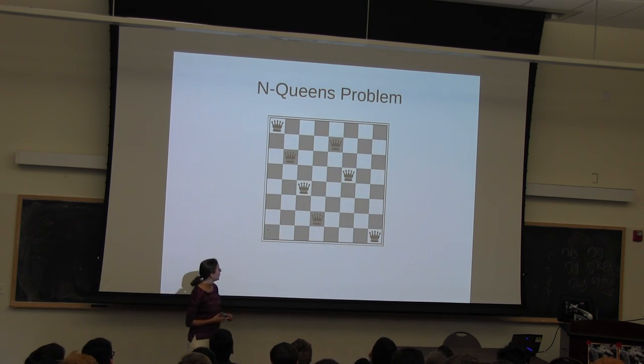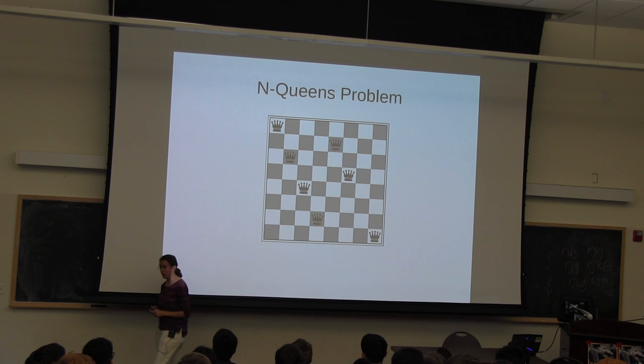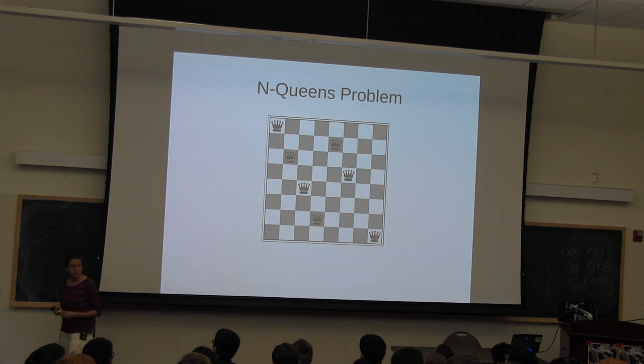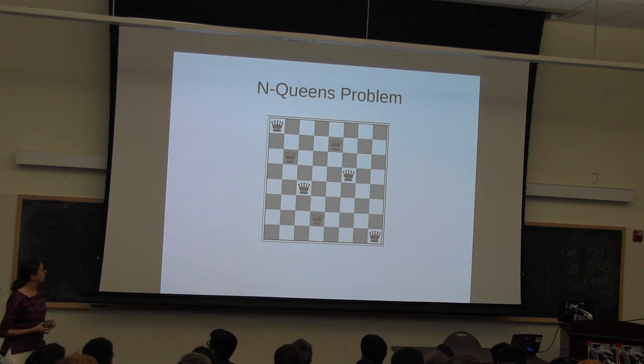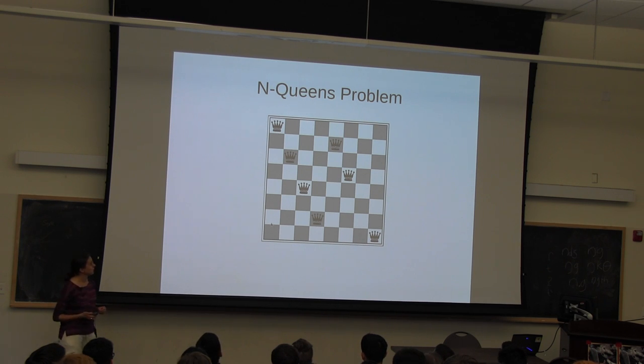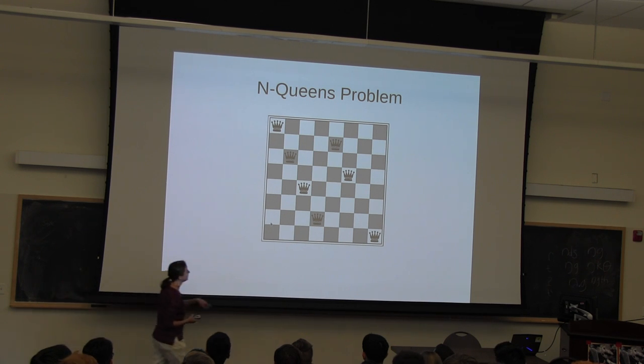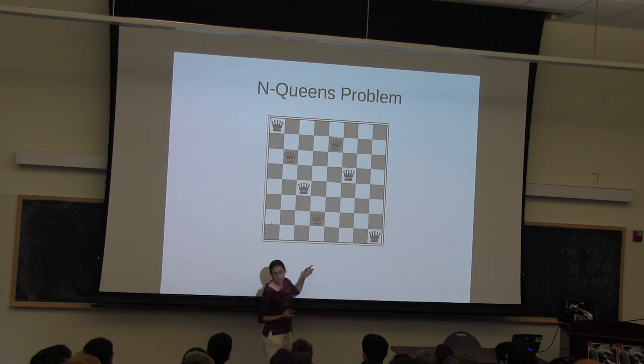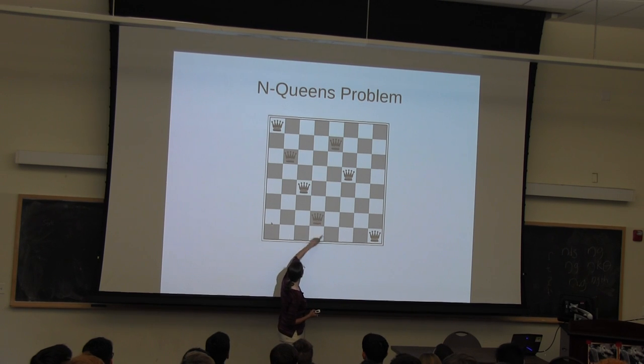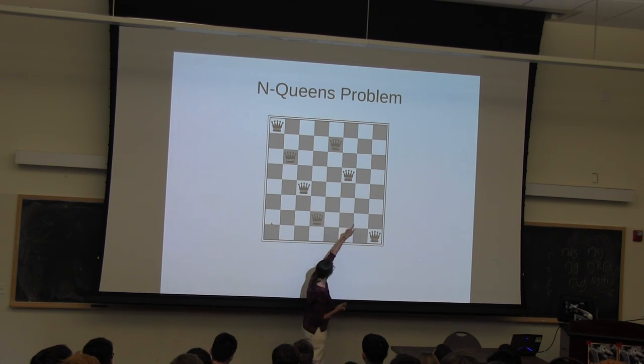All right, so our example problem for this is going to be the N queens problem. The basic idea is that you have a chessboard, and you're trying to find a configuration where all the queens are on the chessboard, and none of them are attacking each other according to the rules of chess. According to the rules of chess, a queen can move up and down any number of squares and diagonally any number of squares.